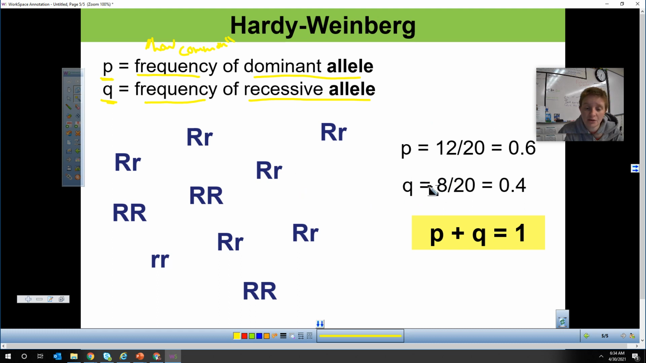And the q, there are 8 little r's out of 20 r's, and so it has a frequency of 0.4. And one of our first Hardy-Weinberg equations, and honestly the easiest one, and the one you're going to use the most, doesn't that feel good? It's p plus q equals 1. And you can see that 0.6 plus 0.4 equals 1. That makes sense since these are all just fractions. It all adds up to 20, so it should be 1 at the end, right?